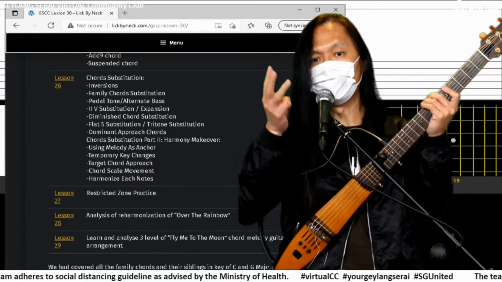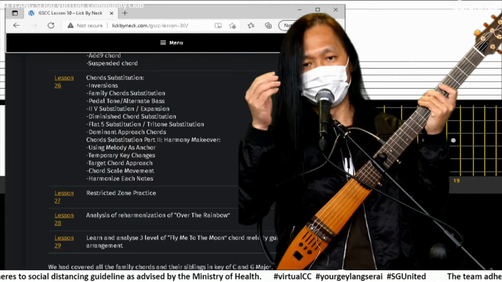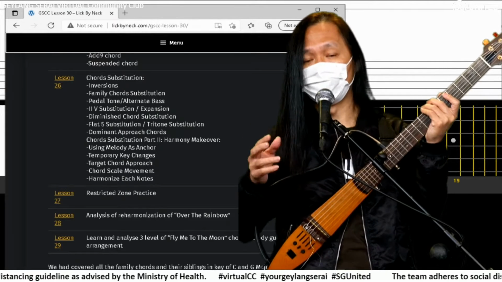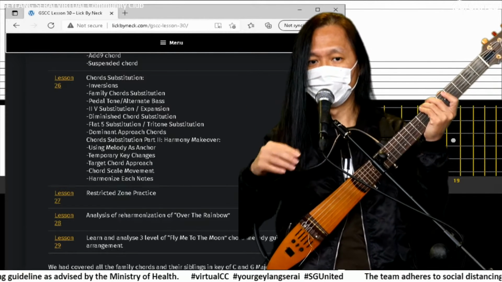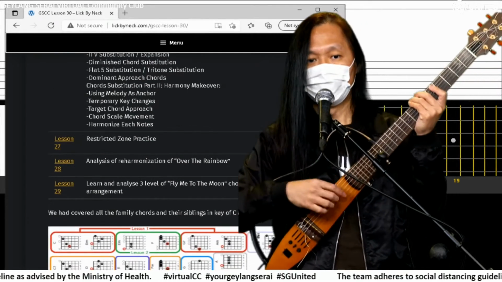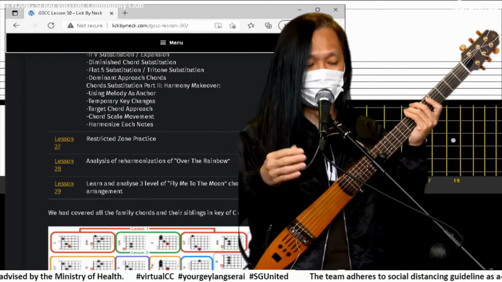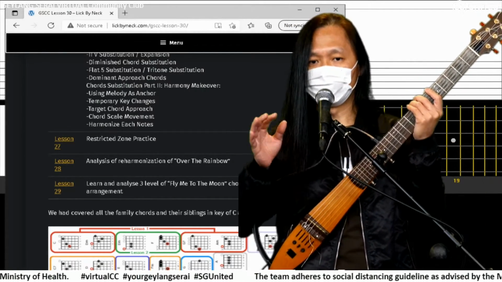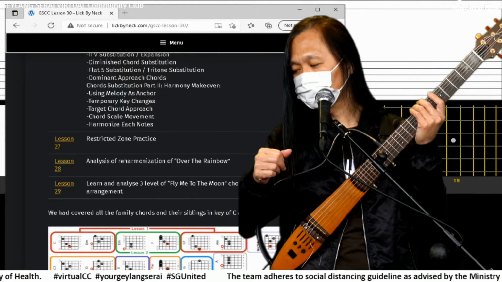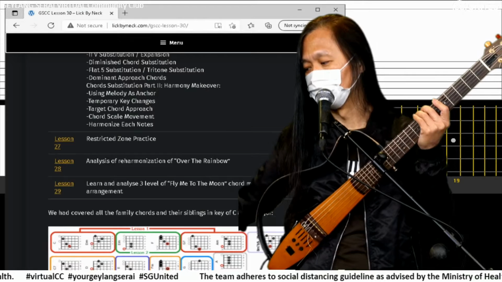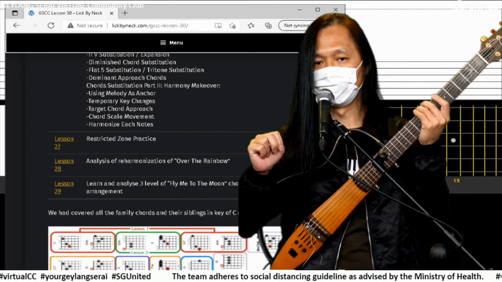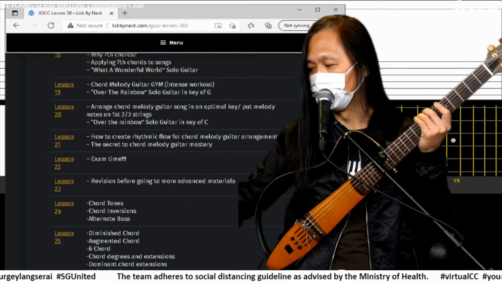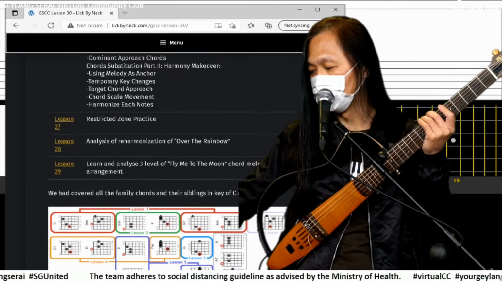Last week we did three arrangements of Fly Me to the Moon. The first is the very basic version, the second is intermediate, and the last is the advanced version. I went through the first two, but I didn't have time to go through the last one, so let's go through it now.